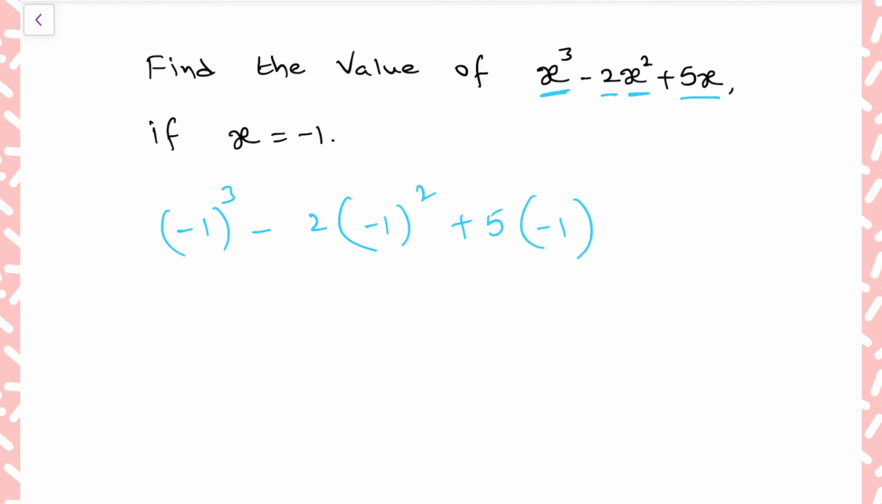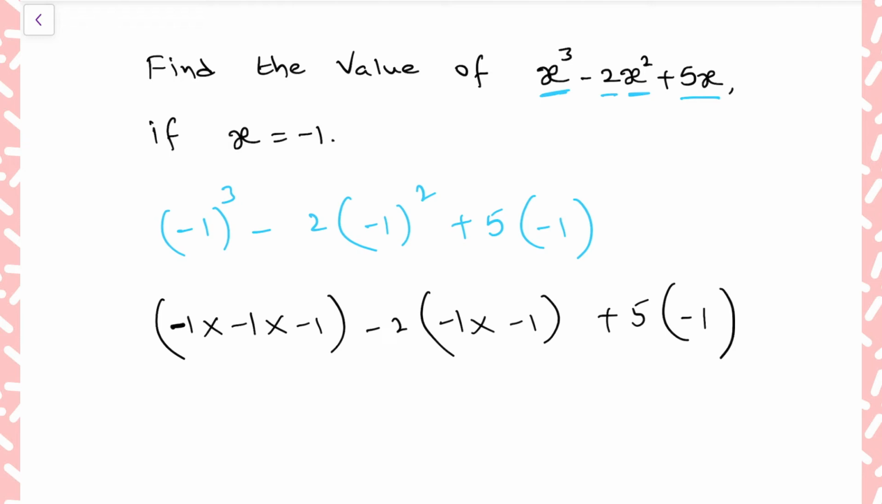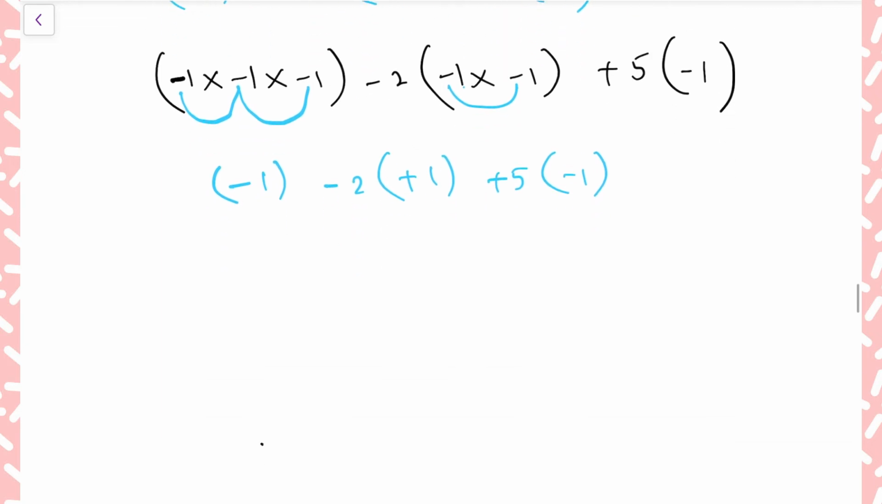So what is minus 1 whole cube? That is minus 1 into minus 1 into minus 1, minus 2 into minus 1 whole square, minus 1 into minus 1, plus 5 into minus 1. Minus into minus is plus, plus into minus is minus, so minus 1. Multiplying 1s, we get 1 only. Minus 2 into plus 1 ones are 1, plus 5 into minus 1.